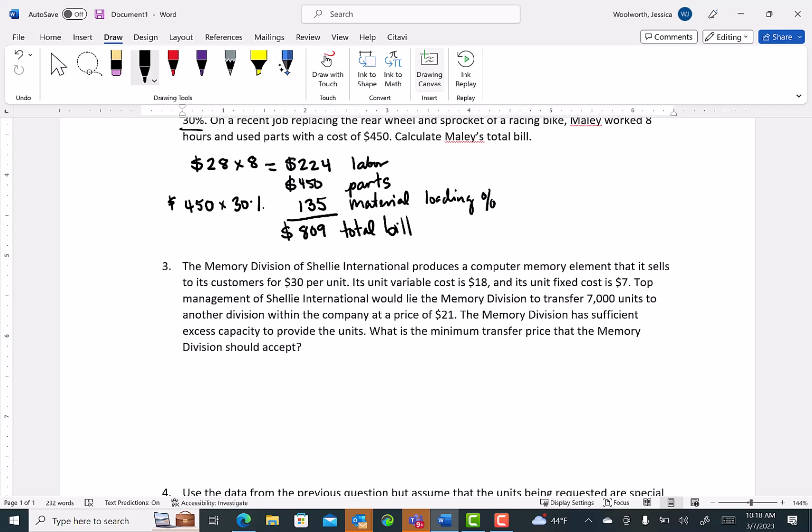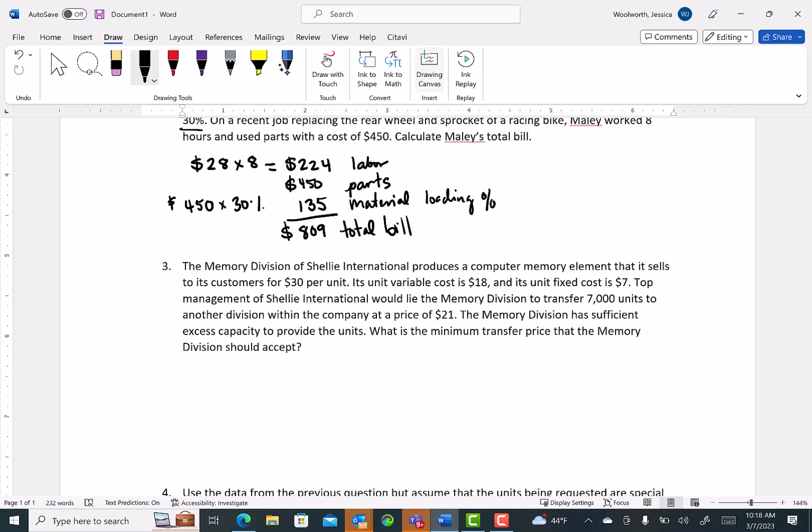Top management of Shelly International would like the memory division to transfer 7,000 units to another division within the company at a price of $21. The memory division has sufficient excess capacity to provide the units. What is the minimum transfer price that the memory division should accept?